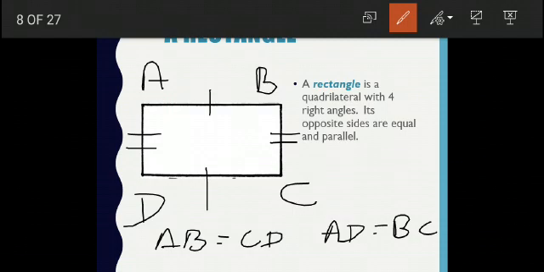Also, the angles of a rectangle are of 90 degrees each. They are perpendicular angles. The lines from which a rectangle is made are perpendicular to each other. So, in a rectangle, the opposite sides are equal and angles are of 90 degrees. Also, the opposite sides are parallel to each other.